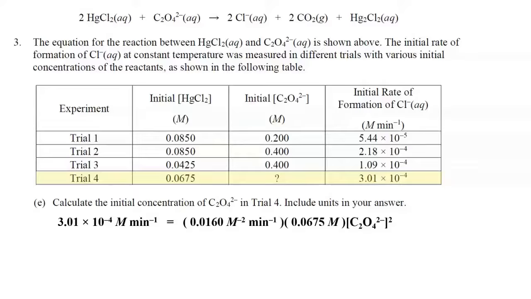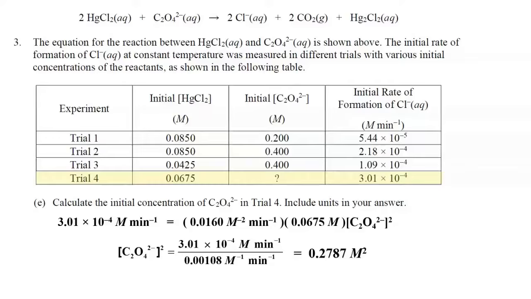And then since I don't know the initial concentration of the C2O4 2- ion, I've just written that, but don't forget it should be squared because it's second order with respect to that chemical in the rate law. So here is me doing the math to solve for the concentration squared. So when I do this math on my calculator, I get 0.2787. That's not my final answer because that still is the quantity, the concentration squared. So now I have to take the square root of that number to get my final answer. So my final answer is 0.528 moles per liter.